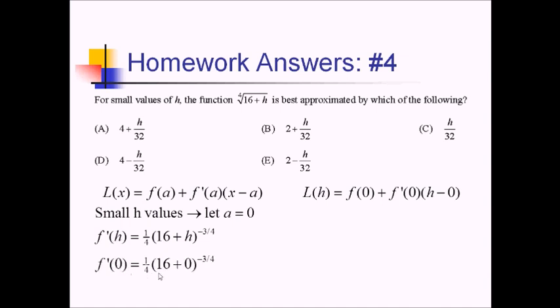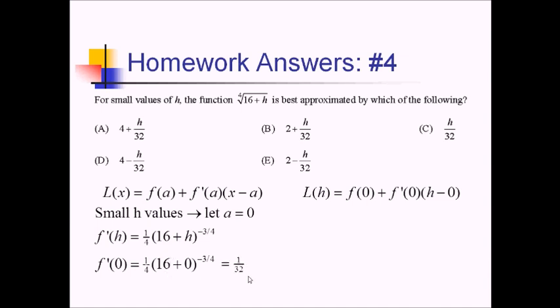So f prime of 0, 16 plus 0 is 16. The negative 3/4 power of that, well, that's going to be 1 over the 4th root of 16 to the 3rd power. So that's really 1 over 2 to the 3rd, or 1 over 8. 1/4 times 1 over 8 comes out to 1 over 32.